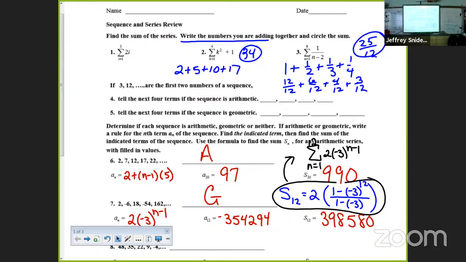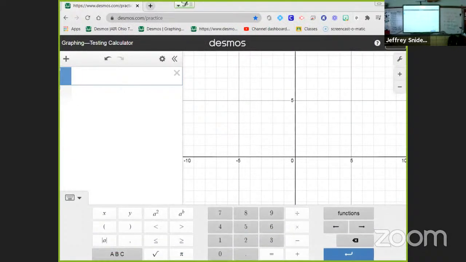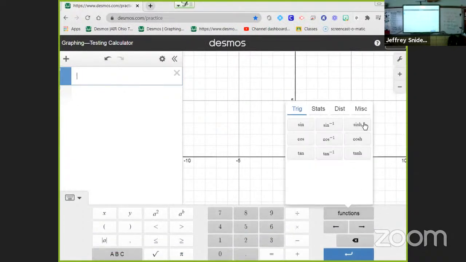And I need a Desmos. Where's my Desmos? Oh, where could it be? All right, here we go. Got it? So remember, we have to come down here, hit the keyboard, functions, miscellaneous, bottom center.